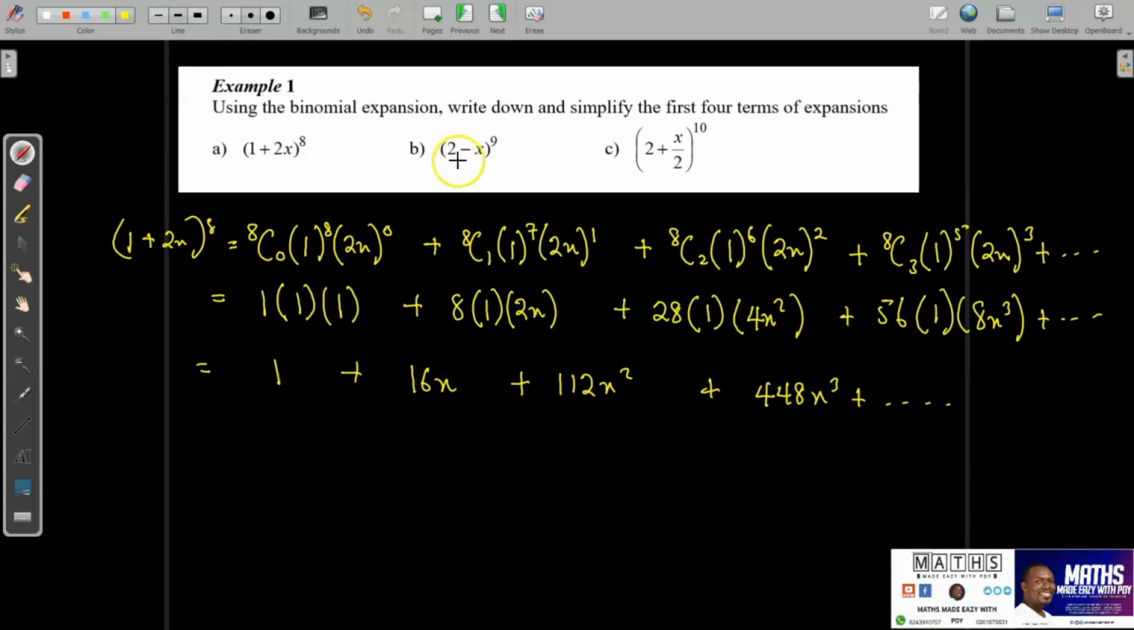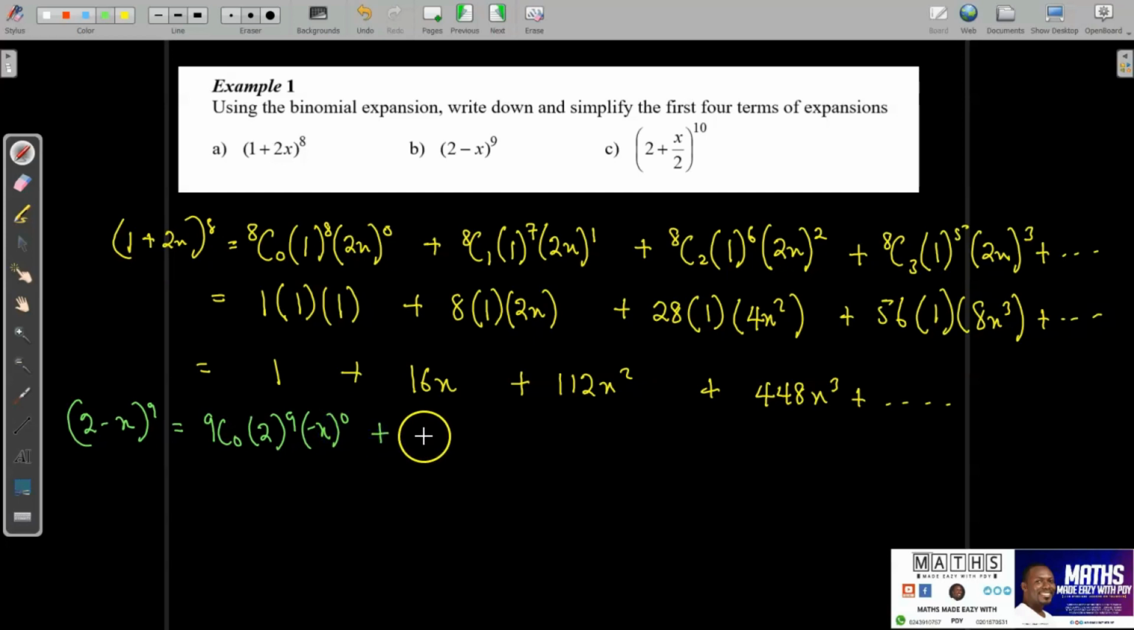Yes, sir. I'm going to do the second one with you. Then you try your hand on the C. Let us look at the next example. So the B part says 2 minus x all to the power 9. What will be the first term? 9 combination 0. Multiplying by 2 to the power 9. Multiplying x to the power 0. Be careful. Multiplying minus x to the power 0.